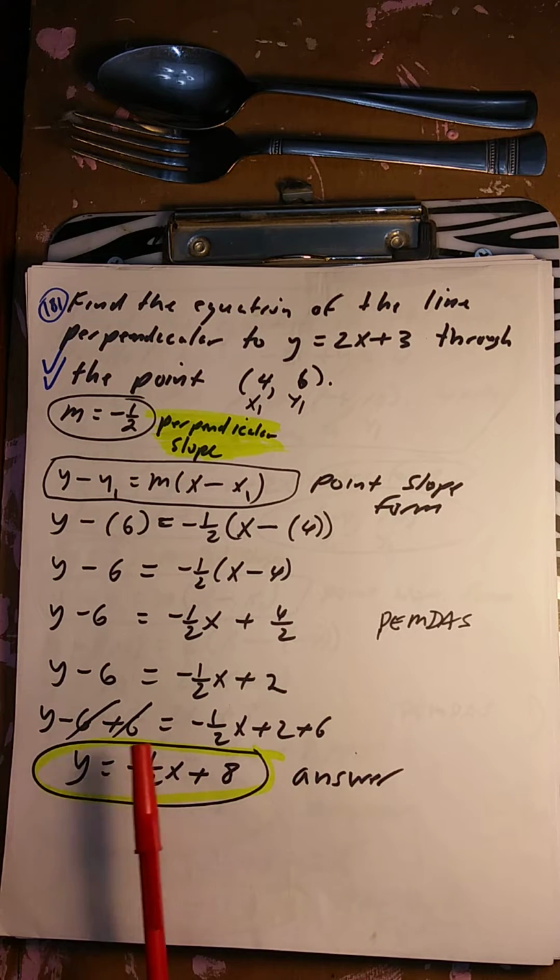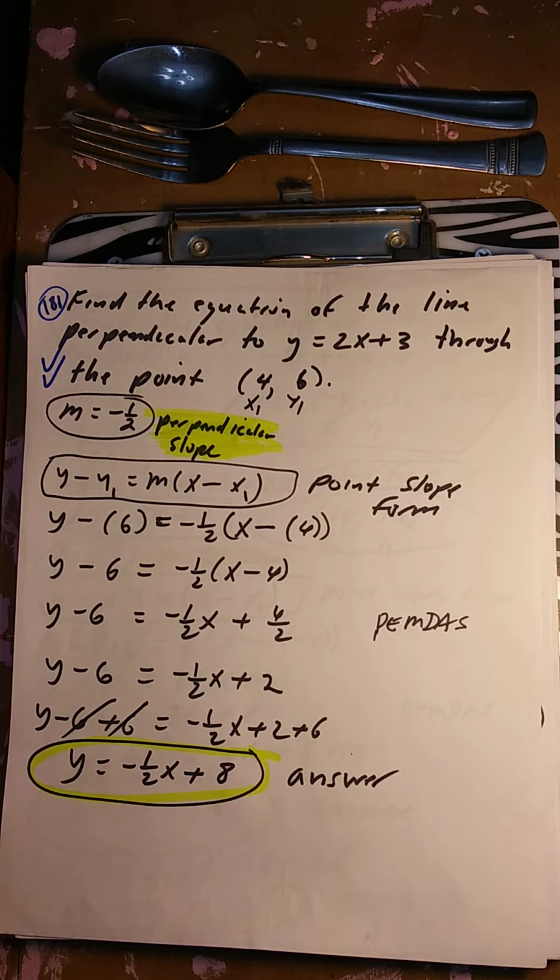So now we're going to have to add 6 to both sides. When we add 6 to both sides, we're going to have y equals negative 1/2 x plus 8. And then that's the final answer right there so far. So next one.